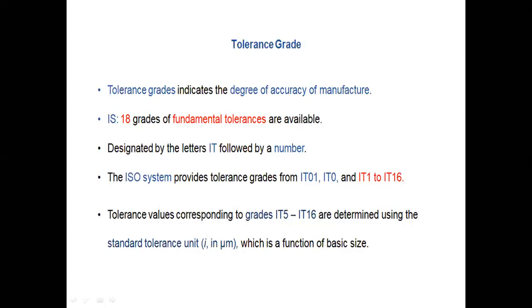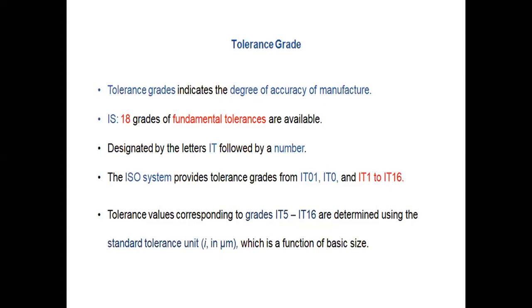So here today in this class we'll see the tolerance grade. It is usually denoted by small letter i. And what does this tolerance grade mean? It is the indication of the degree of accuracy of the manufacturer. Whenever a manufacturer manufactures a component, the tolerance grade indicates its degree of accuracy.